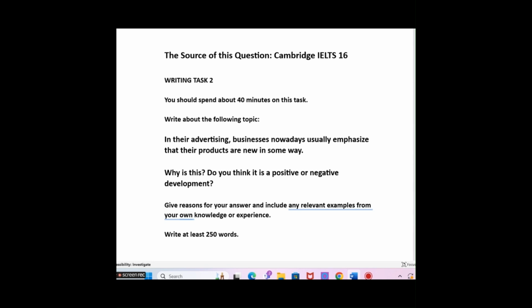Writing task 2. As you know, writing task 2 is an essay writing which is the same for academic and general training. You should spend about 40 minutes on this task. This is a very important instruction because you have to finish the essay in 35 minutes and spend 5 minutes for proofreading. Of course, with our fixed templates, you can finish your essay in 30 minutes.